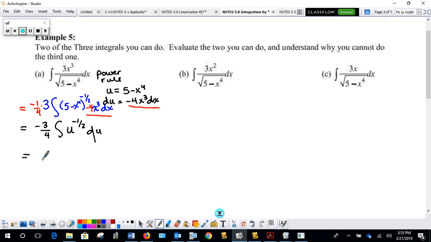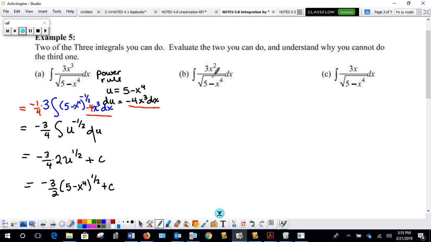And then using our power rule, we would add 1 and then multiply by 2 plus c and then finish it out. This ends up being negative 3/2 our u, which was 5 minus x to the 4th to the 1/2 plus c. So that one we can definitely do.